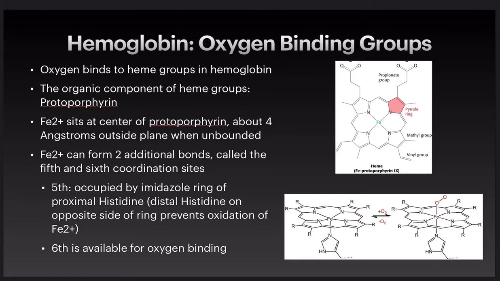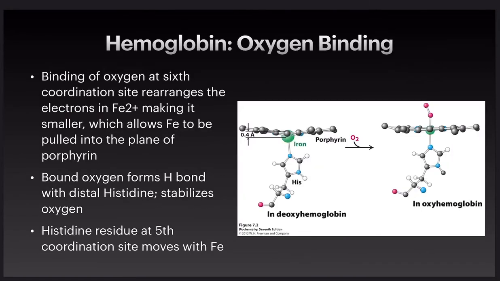So in this photo here, we can see the histidine residue. And on top of it, this is a bound heme group with oxygen on top. And here's just a picture of the molecule in its structural form. So binding of oxygen at the 6th coordination site rearranges the electrons in iron, and it makes the iron atom smaller so it can fit into the plane of porphyrin. As we can see here, the iron atom here is larger, and once it binds to oxygen, oxygen rearranges its electrons, makes it smaller, and it is now within the plane of the organic component.